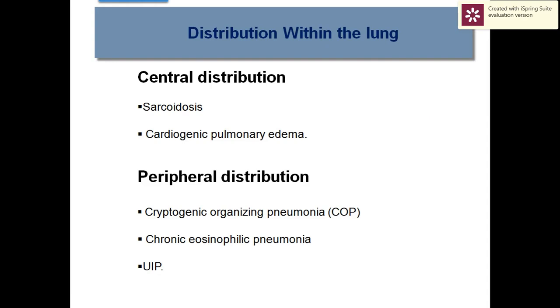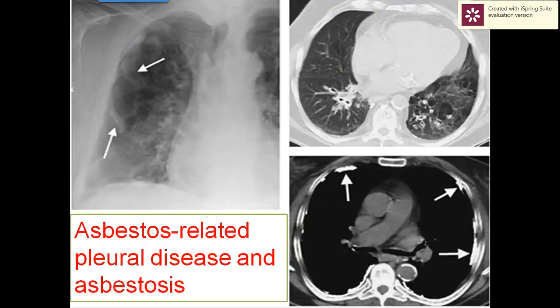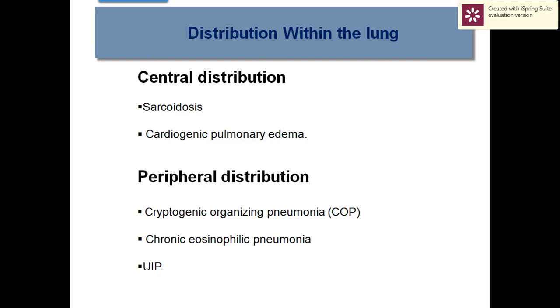Of course, central distribution or peripheral distribution. What does central mean? Central distribution means around the hilum, around the lung. Or peripheral around the periphery. Here also a very important clue. The central distribution is always sarcoidosis, cardiogenic pulmonary edema. The peripheral distribution of noncardiogenic pulmonary edema like COP, cryptogenic organizing pneumonia, chronic eosinophilic pneumonia, and UIP better.